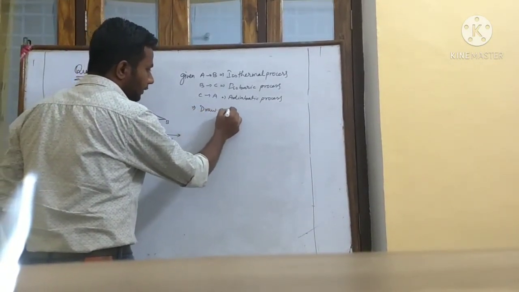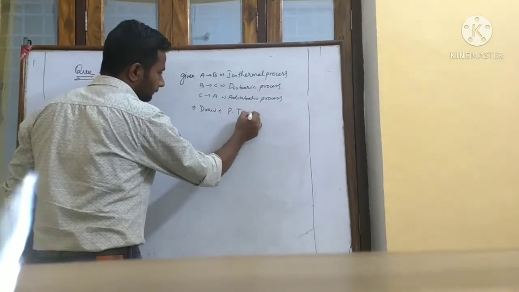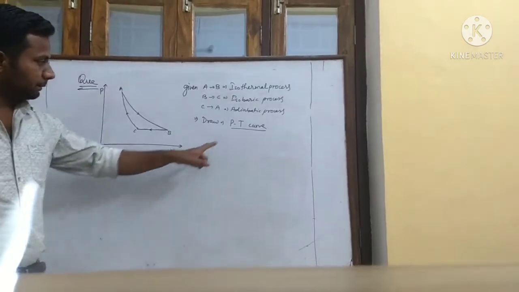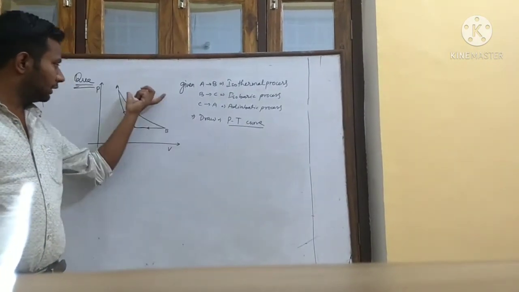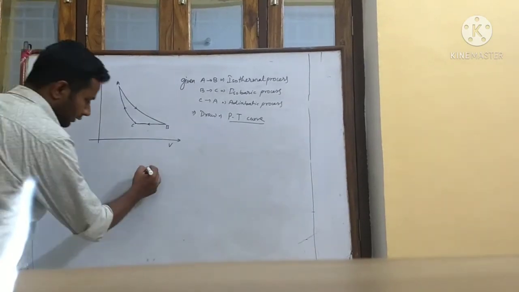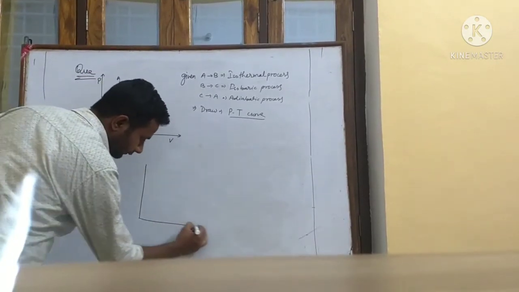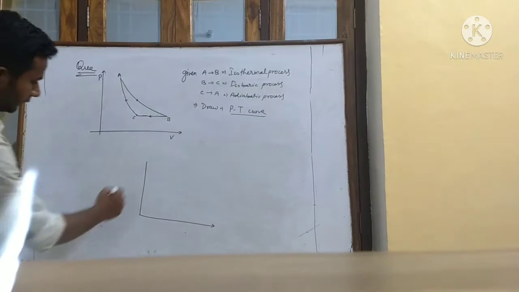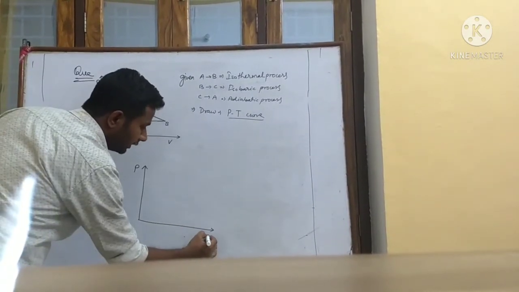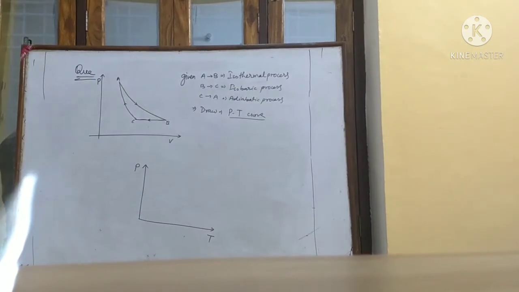ड्रॉ PT कर्व. प्रेशर टेम्परेचर कर्व ड्रॉ करने के लिए बोल रहे हैं. इस कर्व पे ऐसे ग्राफ की हेल्प से ड्रॉ कर लो. ये प्रेशर और ये टेम्परेचर.